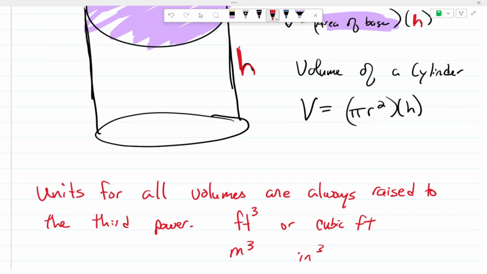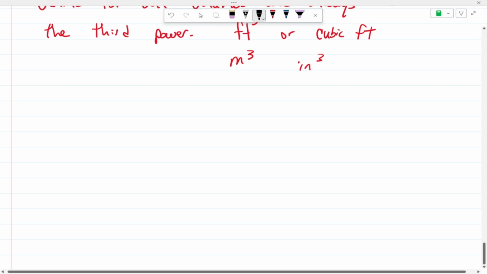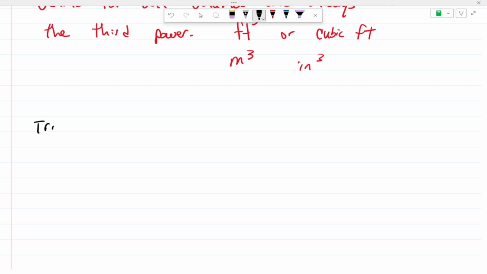So we have the volume of a cylinder. Now let's look at the volume of a triangular prism. A triangular prism is exactly what it sounds like. It's a triangle.